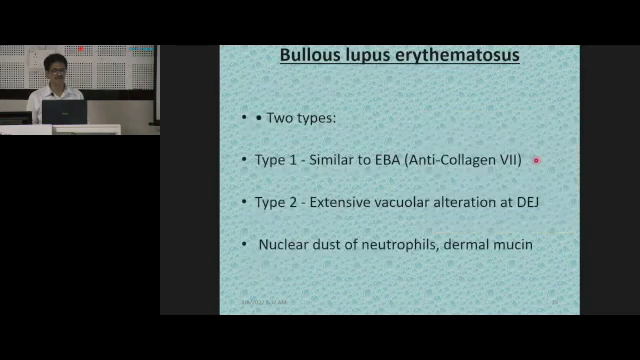Next, we see another condition in which you will find a lot of neutrophils, the bullous lupus erythematosus. It is SLE presenting as a bullous disorder. There are two types. Type 1 is similar to EBA, that is epidermolysis bullosa acquisita, and second is extensive vacuolar alteration at the DEJ, that is the classical type. The important thing to look for here is the nuclear dust, the neutrophils, and the dermal mucin, which is common with SLE.